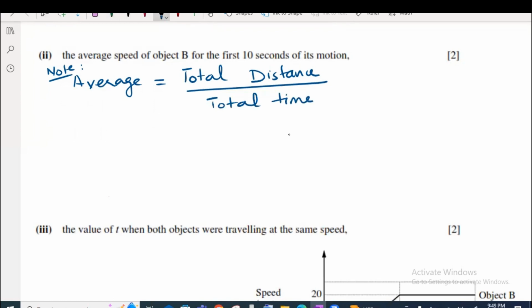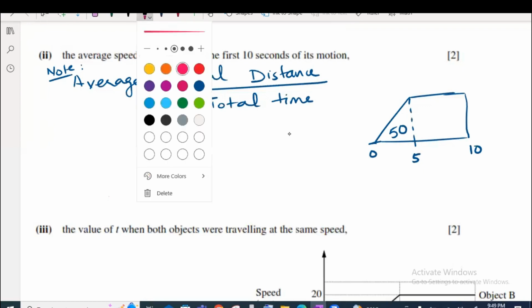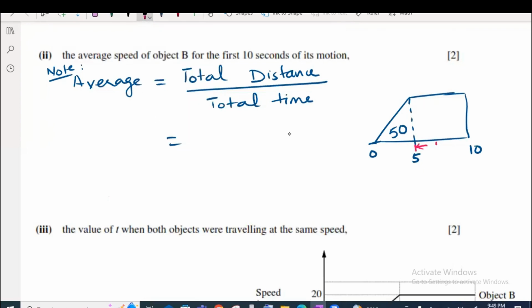When you look at the diagram for object B, we have the area, or distance, from 0 till 10 seconds. There are two parts here, a triangle and a rectangle. The triangle ends at 5, so the width of the rectangle is 10 minus 5, which is 5, and the length is 20. The distance equals area, and this shape is a rectangle, so length times width.